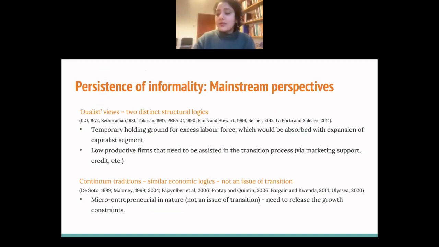So of course, informality existed. The literature started debating, why does it exist? There were certain explanations, and in the mainstream I broadly categorized them into two different kinds of explanations.